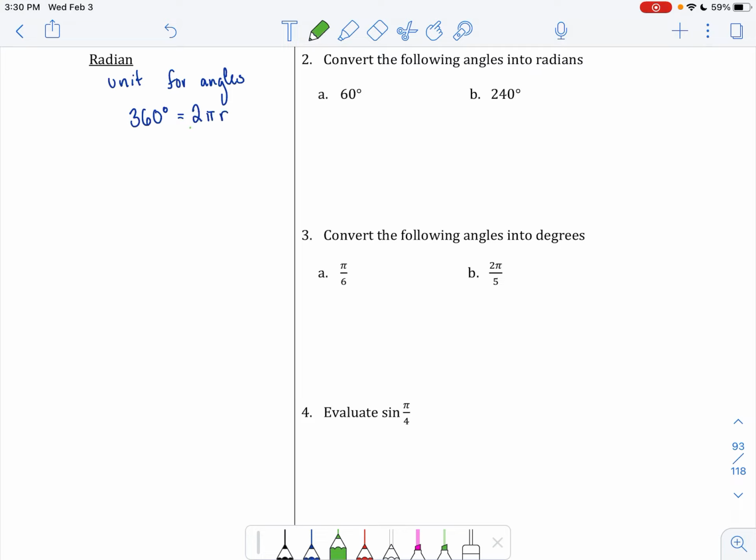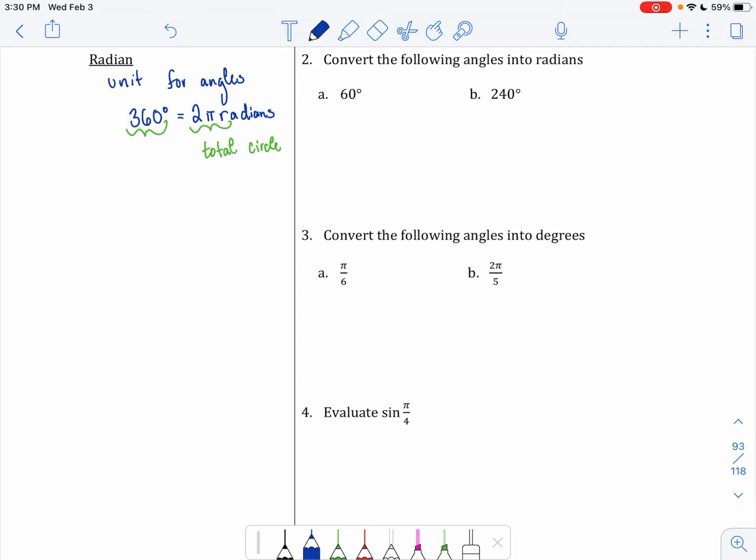And the reason it's called radians is 2 pi r, which is the shorthand, radians, is a total circle. So 2 pi r is a total circle, and 360 degrees is also a total circle.